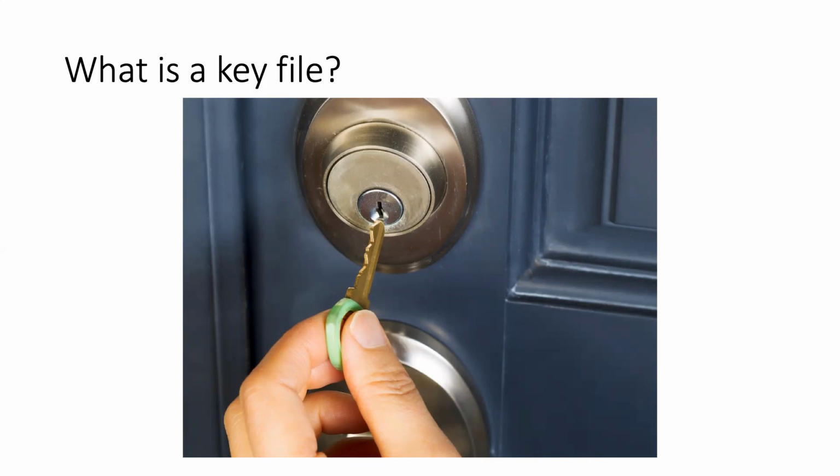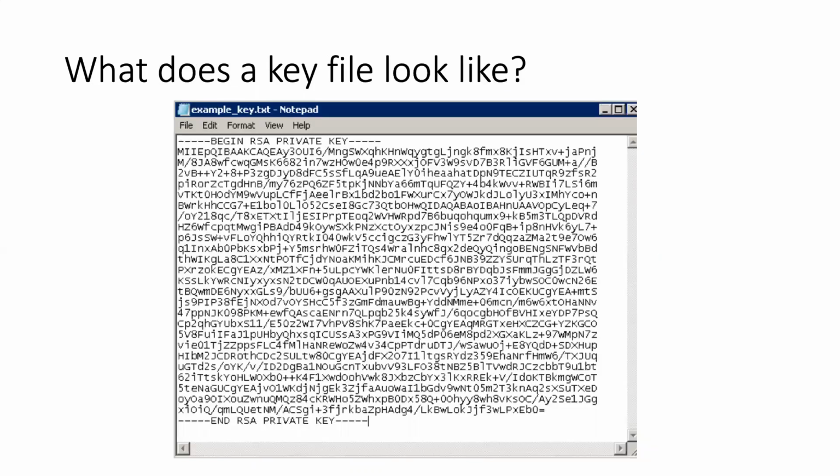Okay, so what does a key file actually look like? You'll get 2 files that are like this, but they're just random numbers and letters. In them, they'll say whether it's a public or a private key. So at the beginning of this one, we can see that it says begin RSA private key, and then at the bottom it says end RSA private key.